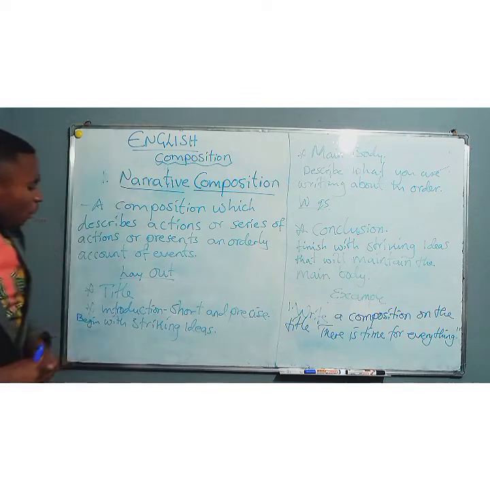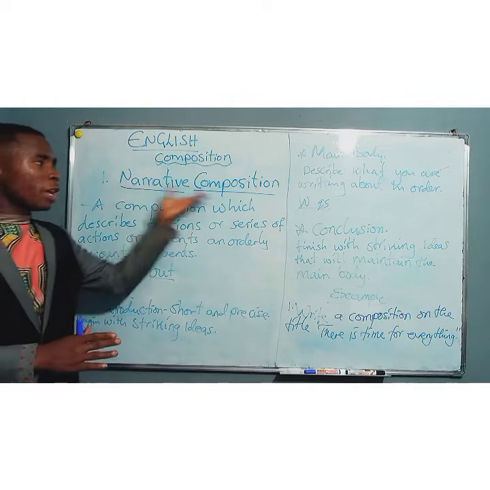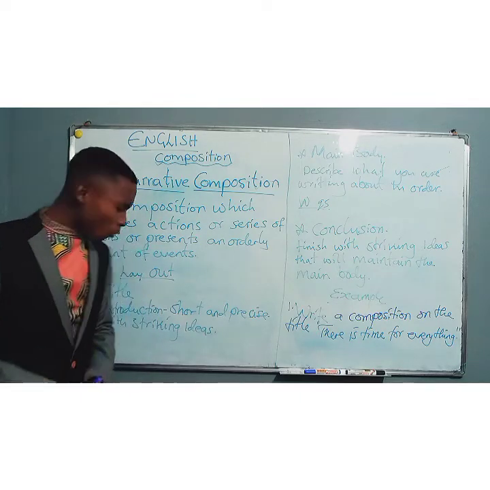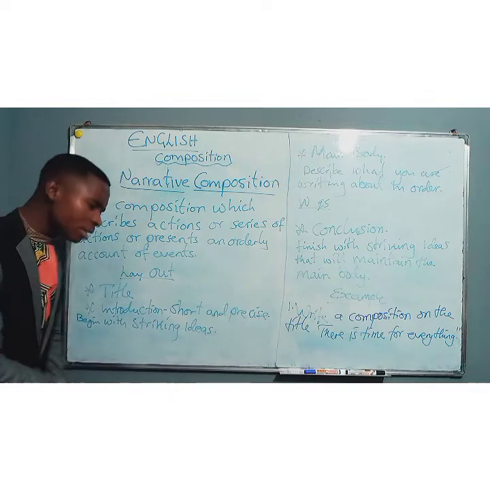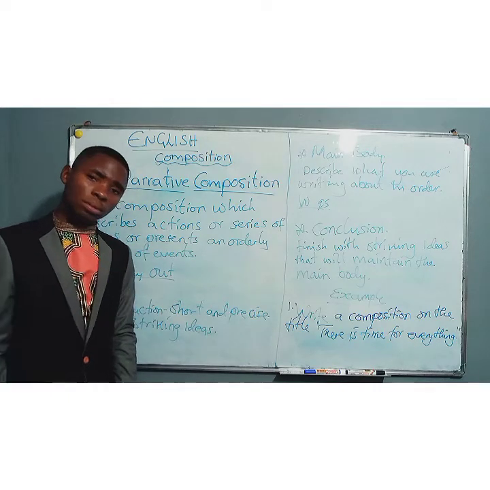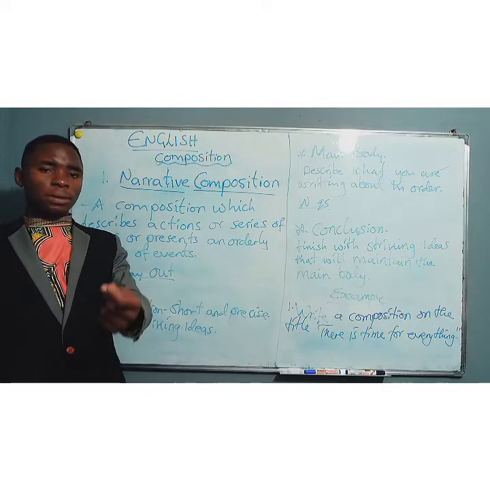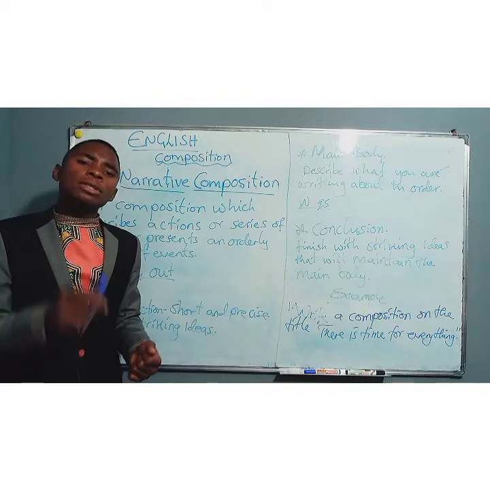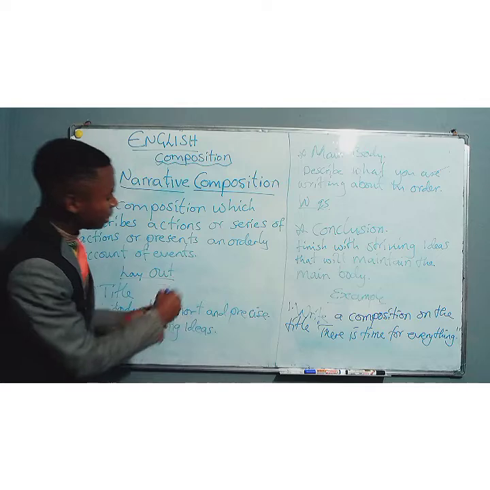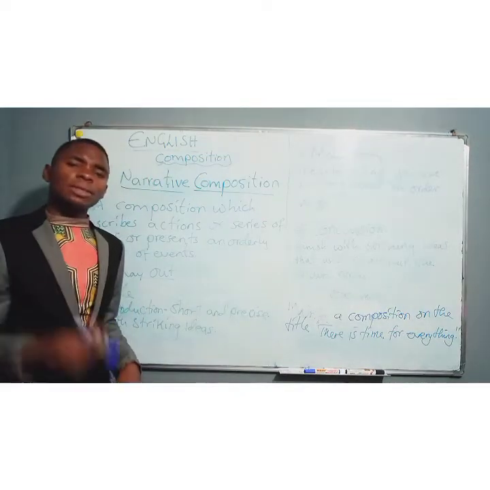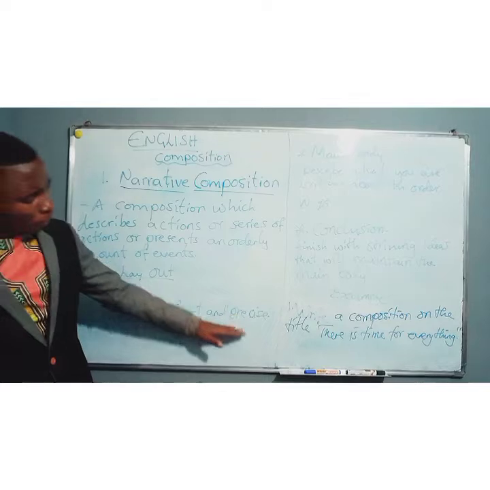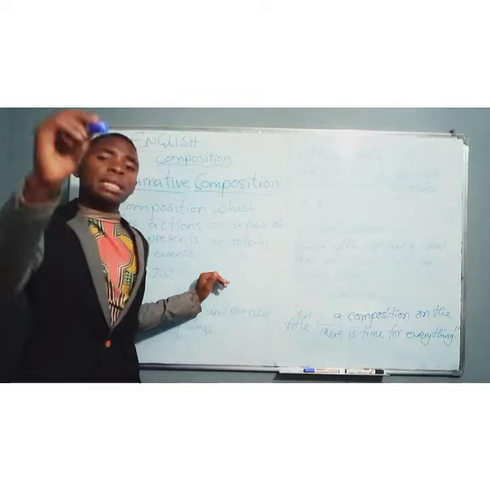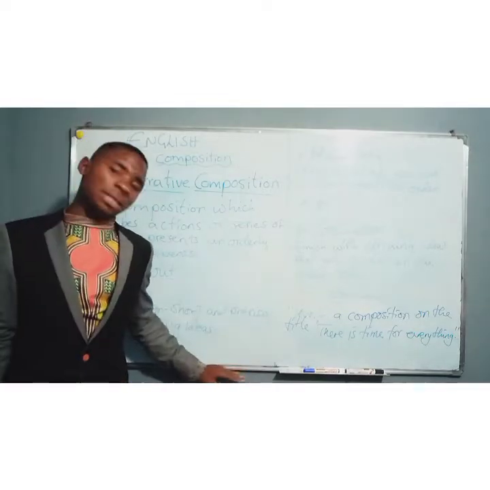Okay, let us talk about the layout of a narrative composition. How do you write a narrative composition? First of all, you write the title. For example, Jesus healed the leper. In the title, you should put Jesus heals a leper, so that the marker will know that this story is about Jesus healing a leper, and that's what he or she is expecting to find in your composition.